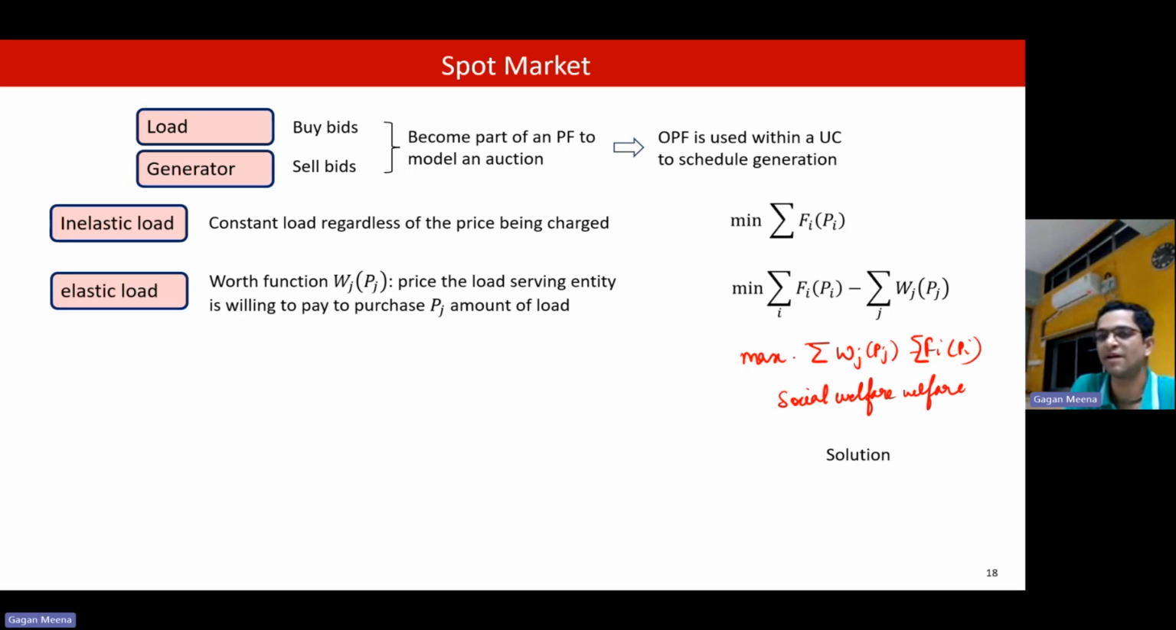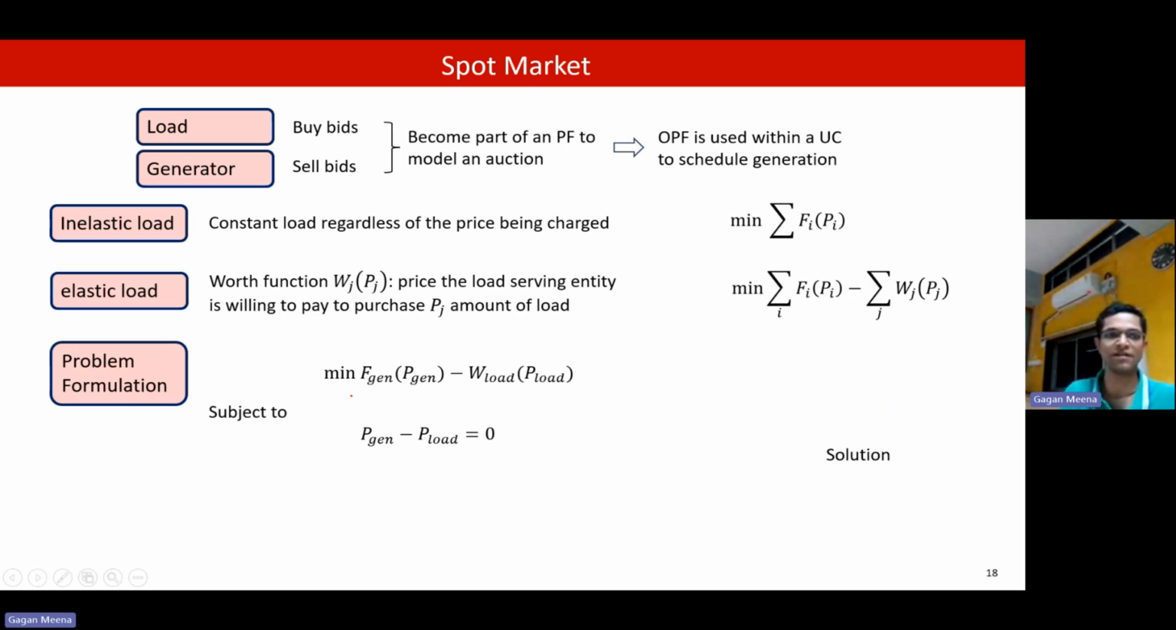And if we minimize the negative of it, then it becomes the same. Maximization can be turned into a minimization problem. So we just multiply it by negative, and here we are minimizing the negative of that social welfare, the objective function. The problem formulation is very simple. Here we are minimizing this. So this problem formulation is for a single load, single generator system, to make it easy to understand.